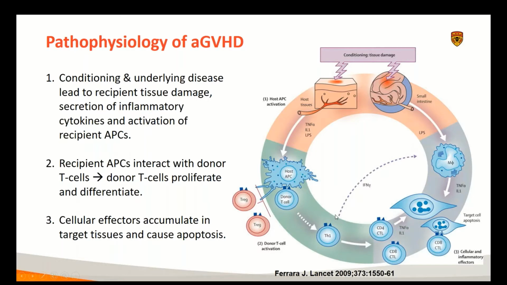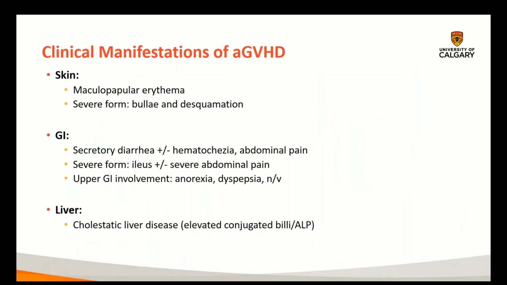So that's a 100-foot clinician's view of the pathophysiology of acute graft versus host disease, which in itself could be a separate presentation. So the clinical manifestations of acute graft versus host disease are well known to most people. On the skin, you tend to see a maculopapular erythema. In severe cutaneous graft versus host disease, you tend to see bullae and desquamation.